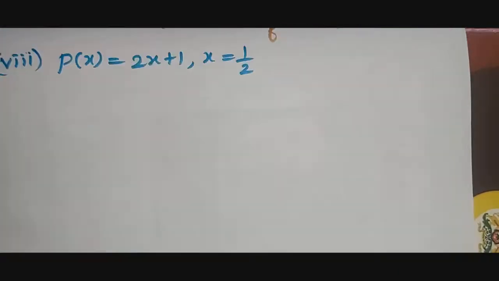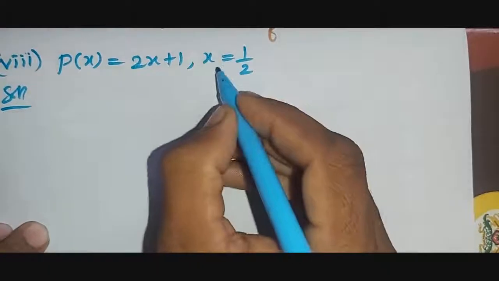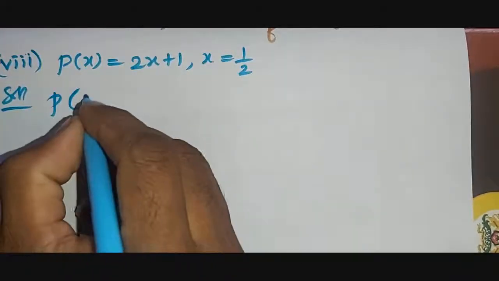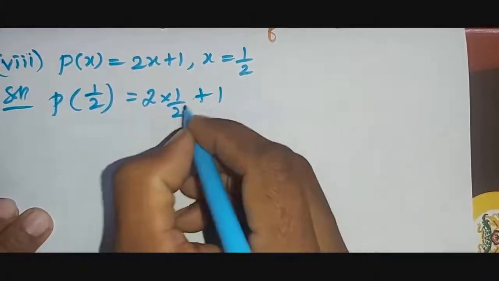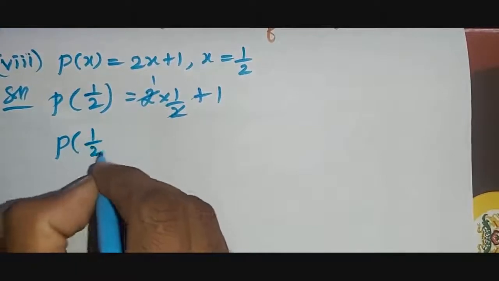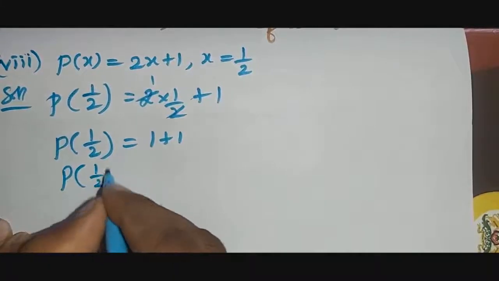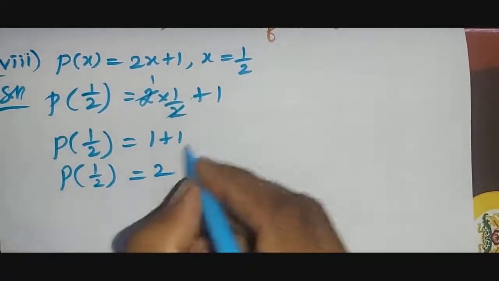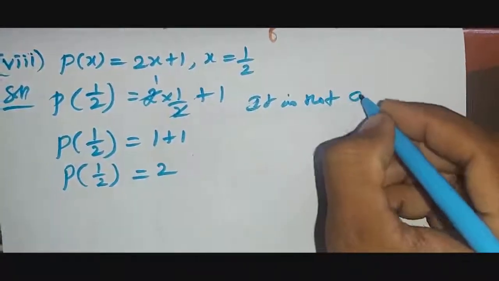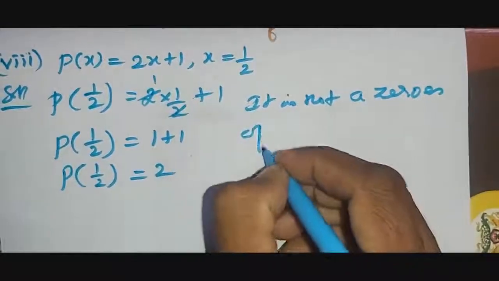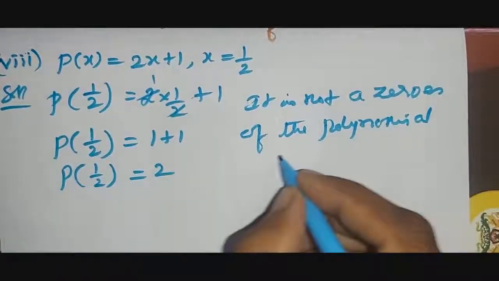Okay, now let us discuss about the 8th question. Solution. We have P of x is equal to 2x plus 1, if x is equal to 1 by 2. See, P of 1 by 2 is equal to 2 into 1 by 2 plus 1. 2 and 2 cancel. P of 1 by 2 is 1 plus 1, which is 2. It is not a zero of the polynomial, right?